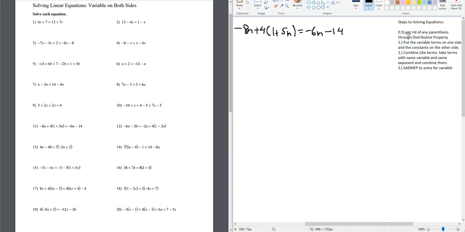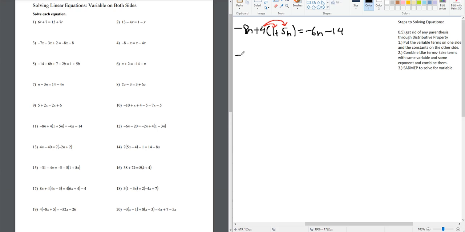Again, our 0.5 step is to get rid of any parentheses through the distributive property. The distributive property means that I can multiply any number outside the parenthesis to every term in the parenthesis. So I'm going to multiply like this. Okay, that's distributive property. You take your outside number, you multiply it to the inside. That's all you're doing.